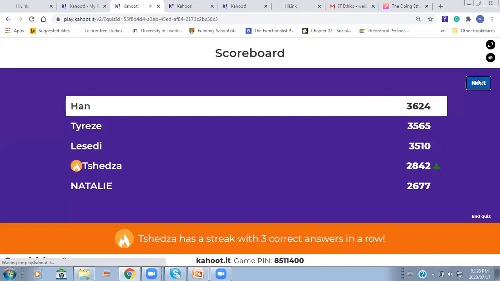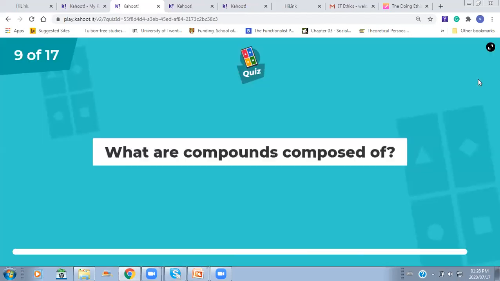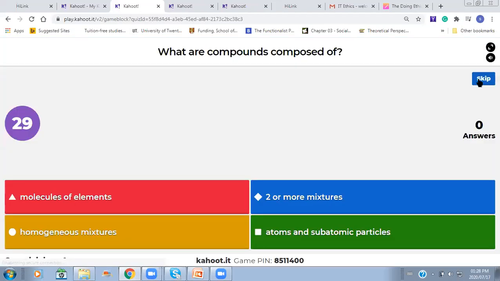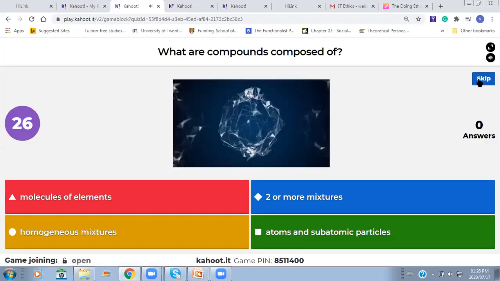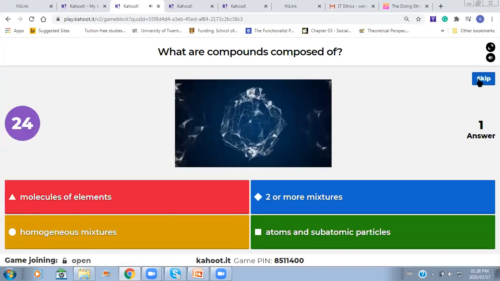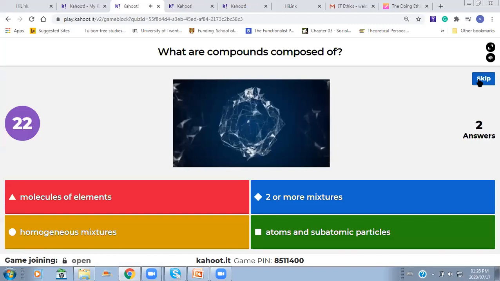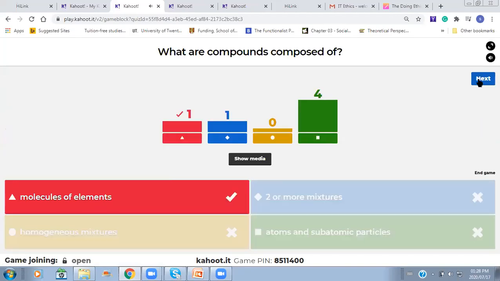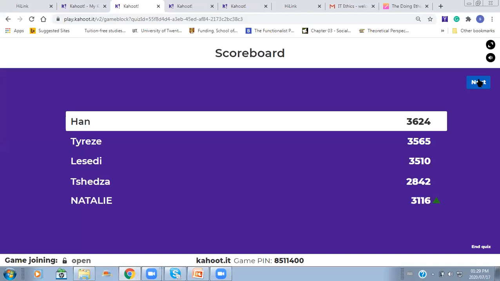Question 9. What are compounds composed of? Are they composed of molecules of elements, two or more mixtures, homogeneous mixtures, atoms and subatomic particles? The correct one is molecules of elements. Let's see who got it. Natalie is shooting up.